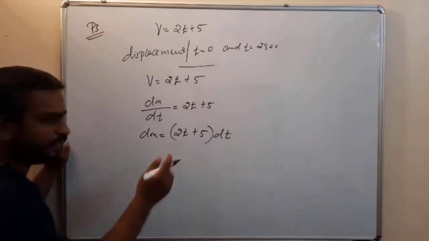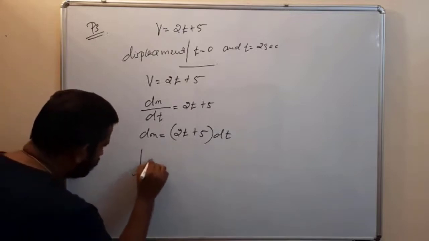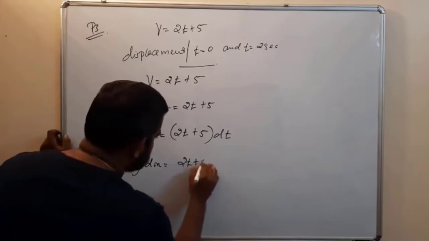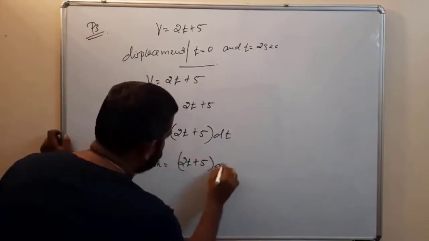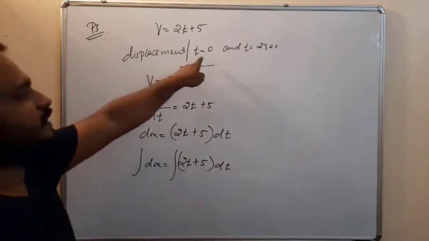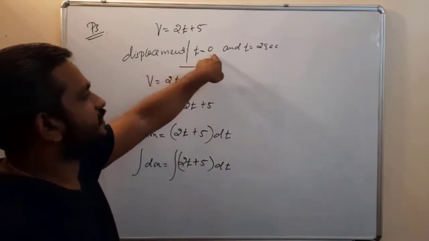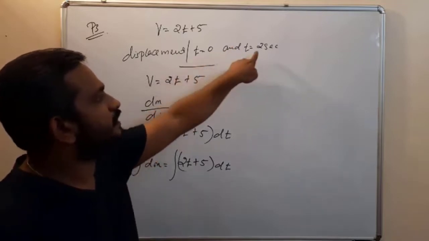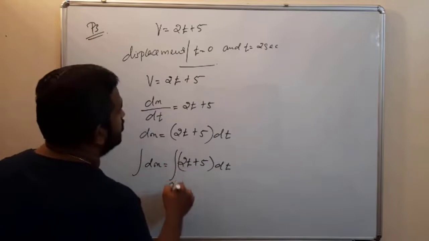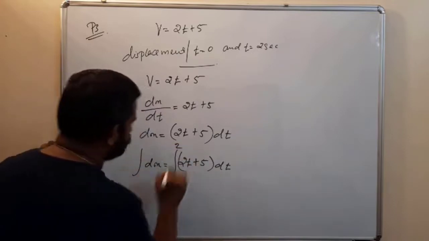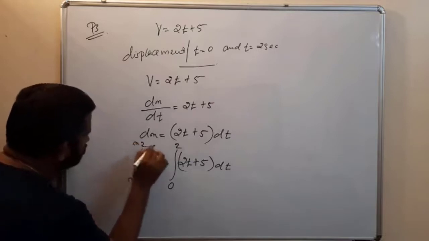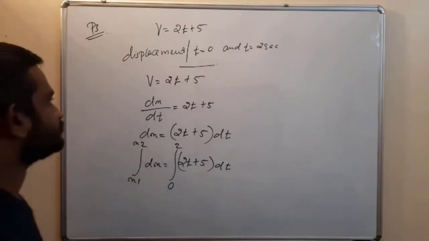Okay, then next step, integrate. The integral of dx equal to (2t plus 5) dt. So we have to find the displacement between t equal to 0 and t equal to 2 seconds. So the lower limit is 0, time varies from 0 to 2, so that x varies from x1 to x2.